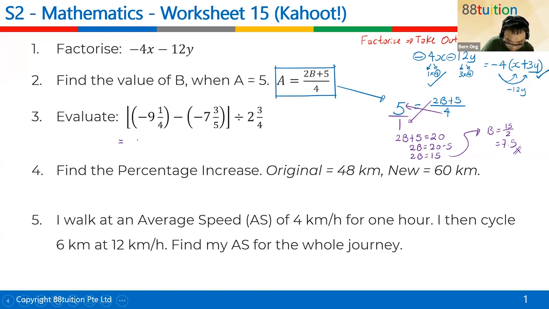Minus 9 1/4. This is actually negative 9.25. Do you know that? 1/4 is the same as 0.25. Minus 3 over 5 is actually minus 0.6. Do you know that? 3 over 5 is 0.6. So you can press it as a decimal. It's faster. Divide by 2 3/4 is 2.75. Do you know that?